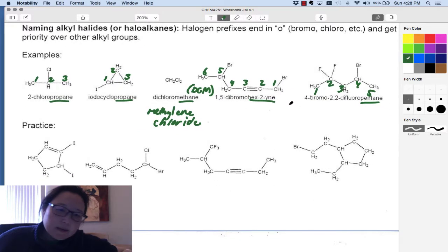Go ahead and take a moment and try to practice these. And I know we didn't cover triple bond, but just treat it like a double bond and use -yne instead of -ene.